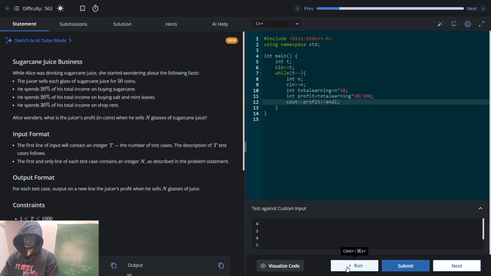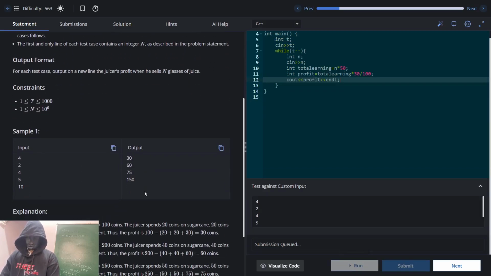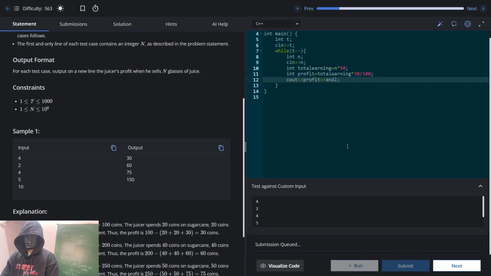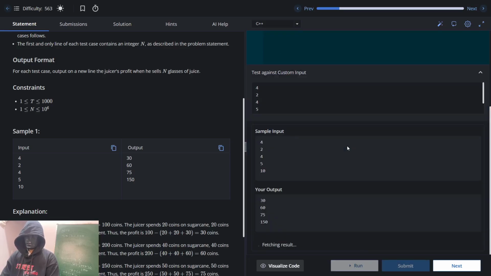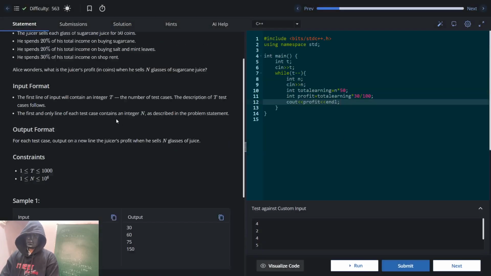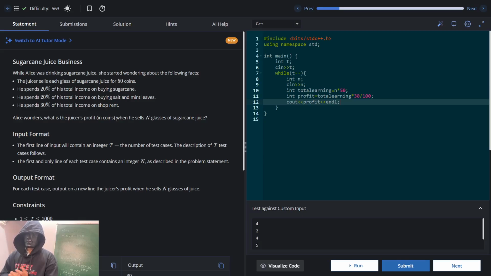Let's try to run the code. We're getting 30, 60, 75, 150. Let's try to submit the code. Yeah, it got accepted. So I think you got what the problem statement is and how you have to solve this. It was easy only. Basically, it was math, where we have to do percentage calculations. Thank you guys for watching my video.